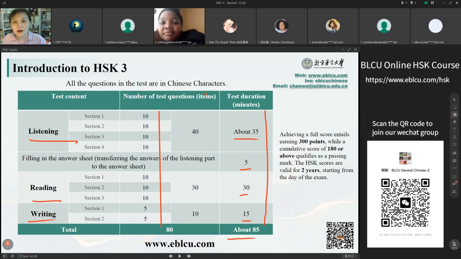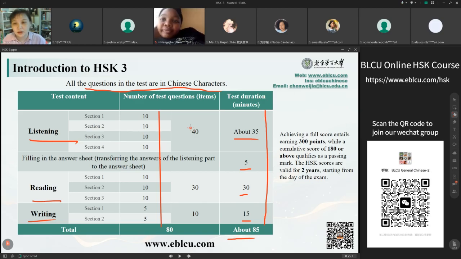Pay attention. If you took HSK 1 and 2 before, you may notice that for HSK 1 and 2, they all have pinyin in the test paper. But starting from HSK 3, all of the questions in the test are in Chinese characters. They won't give you pinyin in the test paper. So for HSK 3, Chinese characters are really important.